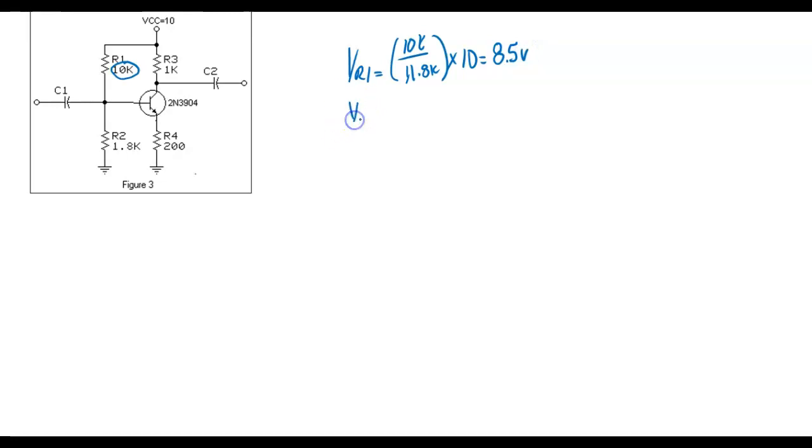VR2, which equals the VB, VR2 would be equal. We could use Kirchhoff's law. We could use 10 minus 8.5. That would be one way we could calculate it using Kirchhoff's law, right? Or we could use the voltage divider formula. Either way should give us the same answer.